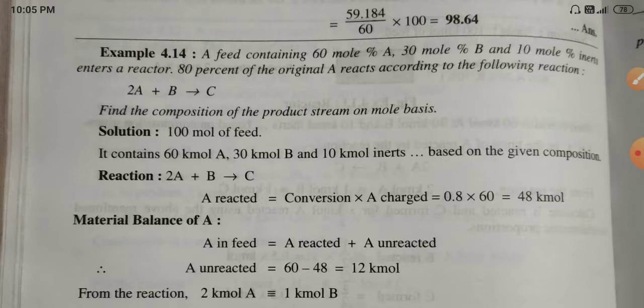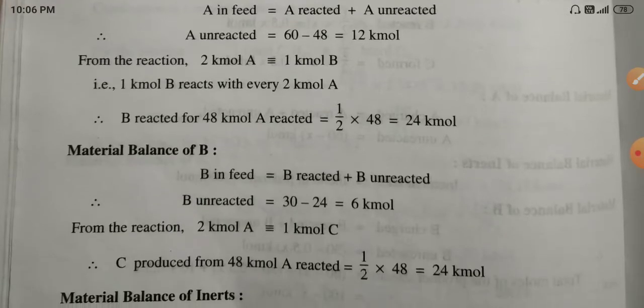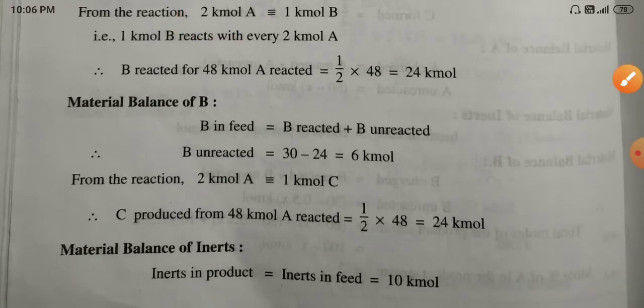So the reaction is 2A plus B gives C. The A reacted is equal to conversion multiplied by A charge, which is 0.88 into 60, equal to 48 kmol. And the material balance of A in the feed is A reacted plus A unreacted. So A unreacted is equal to 60 minus 48, which is 12 kmol. And from this reaction, 2 kmol of A is equal to 1 kmol of B. So in our example, 1 kmol of B reacts with every 2 kmol of A. So B reacted for 48 kmol of A reacted is equal to 1/2 multiplied by 48, which is 24 kmol.